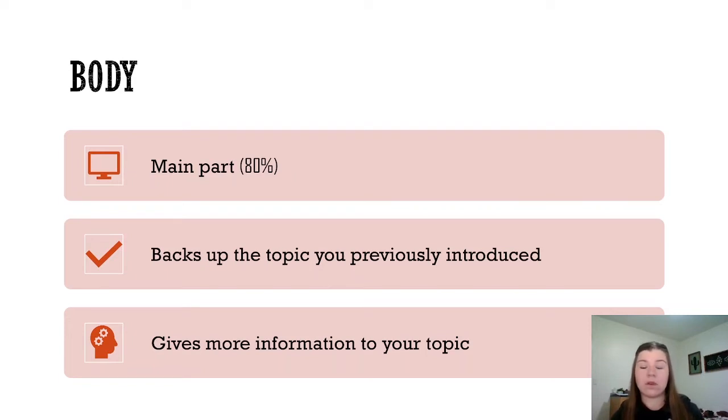So if you say in your introduction that you're going to cover the benefits of eating beef and why it's important to our economy to eat lots of beef, you're then going to go throughout your body and give them some more statistics and really broaden their horizons and provide lots more information on why beef consumption is very important. Your body, like I said, gives more information on your topics and really allows your audience to gain a lot more knowledge on what you are saying and what your topic is about.